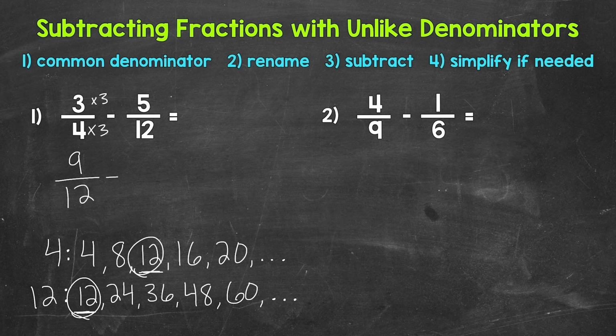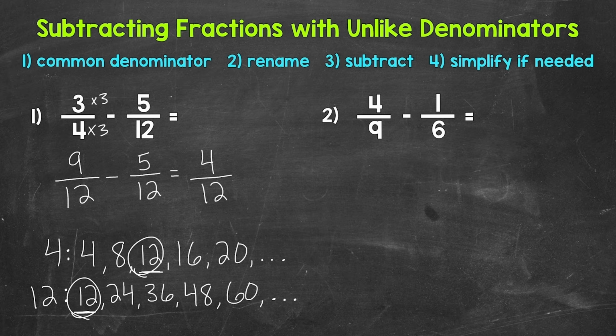Minus, and now we need to rename 5/12. But notice 5/12 already has that denominator of 12. So we don't need to rename. 5/12 is fine as is. And now that we have a common denominator here, we can subtract. So we subtract the numerators. We have 9 minus 5. That gives us 4. And then we keep that denominator of 12. So we end up with 4/12.